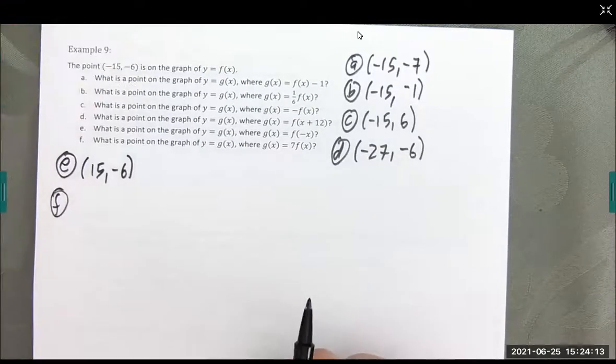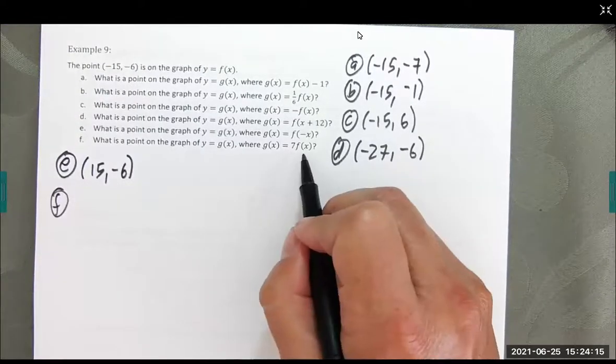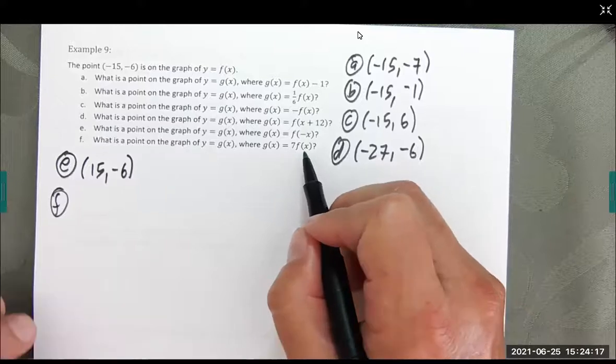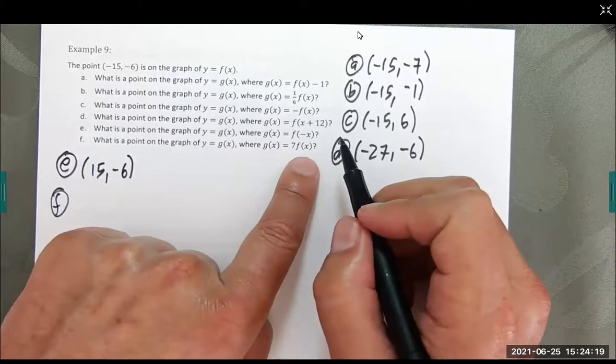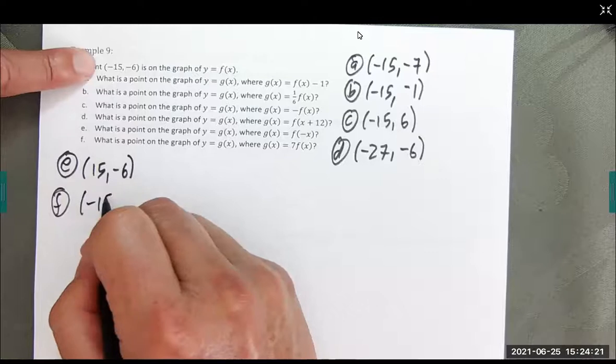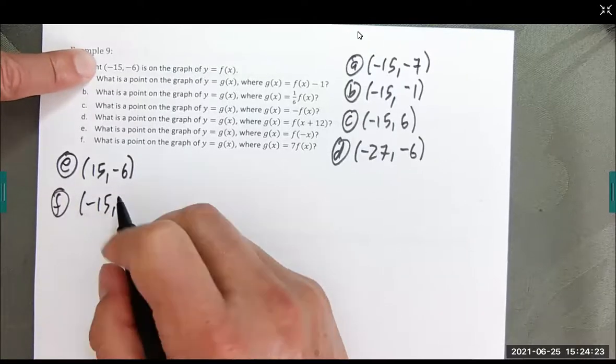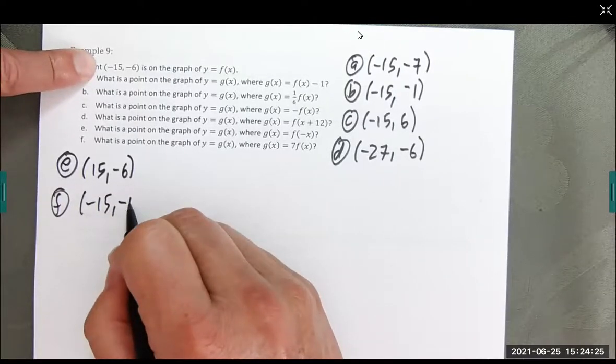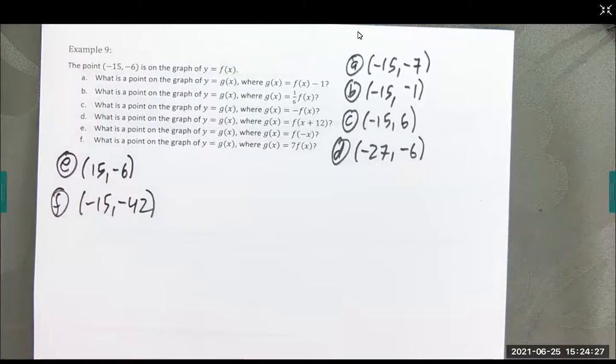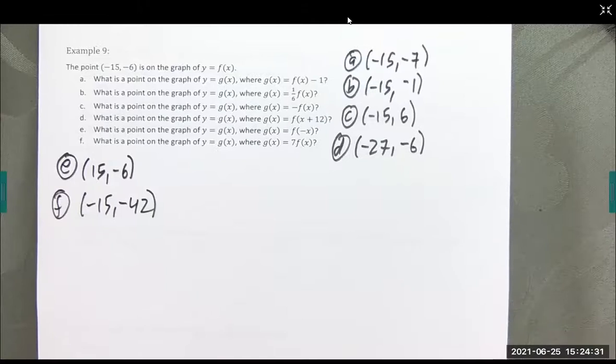And finally, if I multiply 7 times f of x, well, that's 7 times y. So the x coordinate won't change. However, the y coordinate is going to get multiplied times 7. So that's negative 42. It's not too bad. You may just need to go through this again. There's quite a few things to notice.